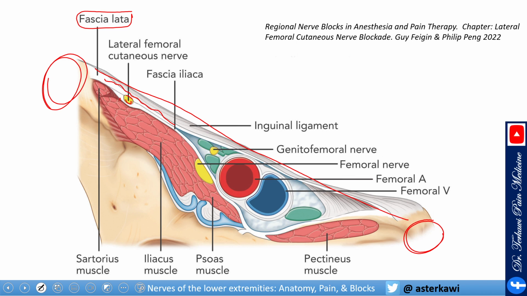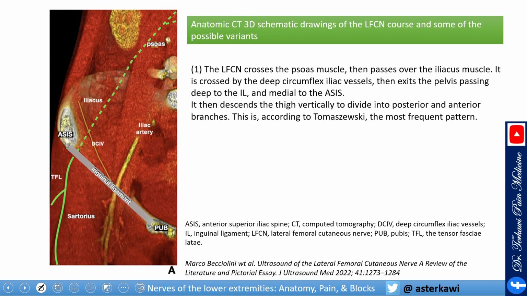Then you have the fascia iliaca that encloses the iliacus muscle, which is another important landmark when we do the femoral nerve. And this structure here within the femoral sheath, that's the femoral branch of the genitofemoral nerve, just to give you an idea. So remember the iliacus muscle here.